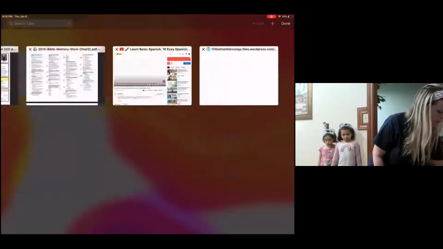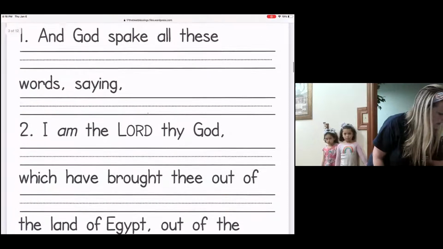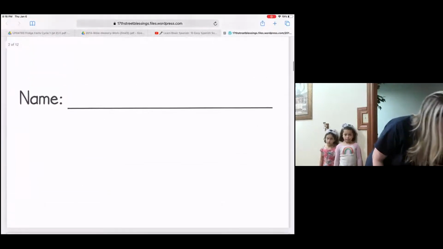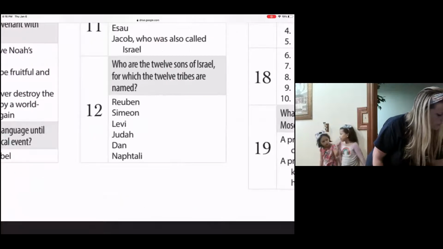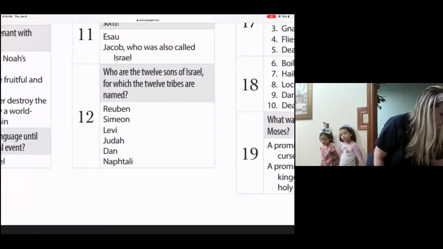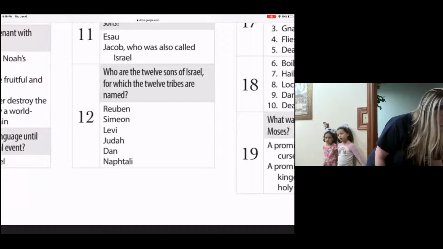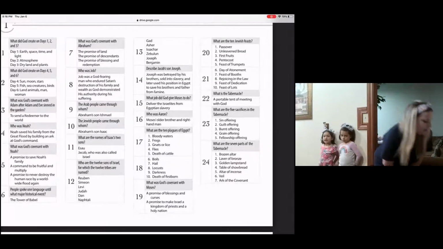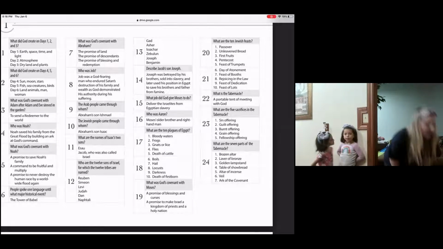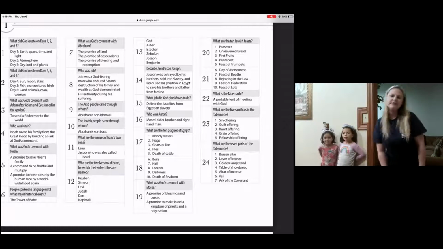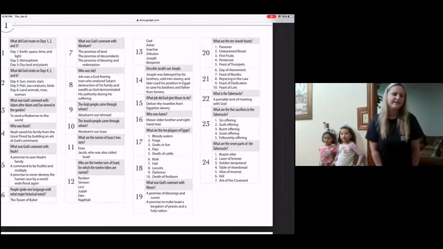And then for Bible knowledge. Who are the 12 sons of Israel, for which the 12 tribes are named? Reuben, Simeon, Levi, Judah, Dan, Naphtali, Gad, Asher, Issachar, Zebulun, Joseph, Benjamin, the 12 sons of Israel.